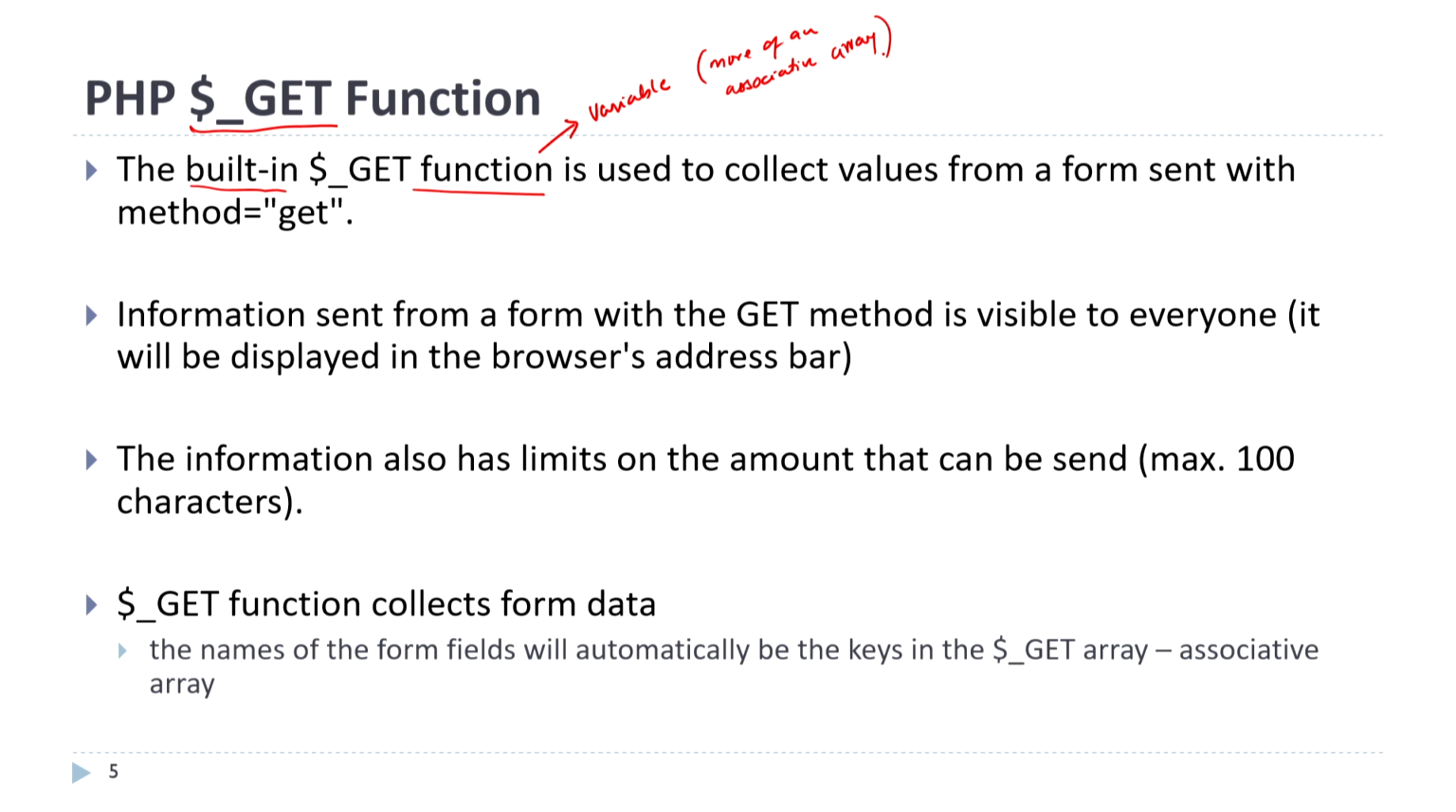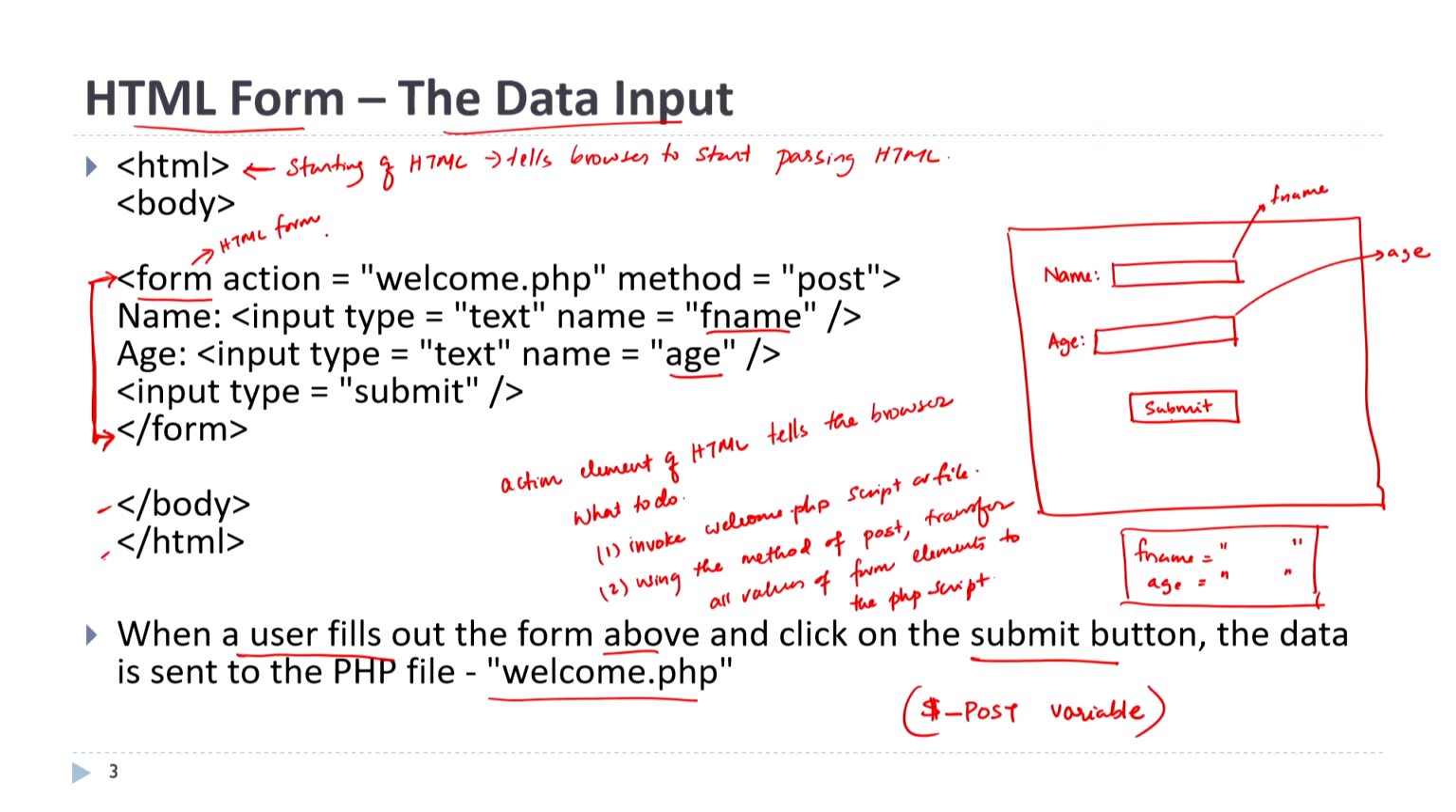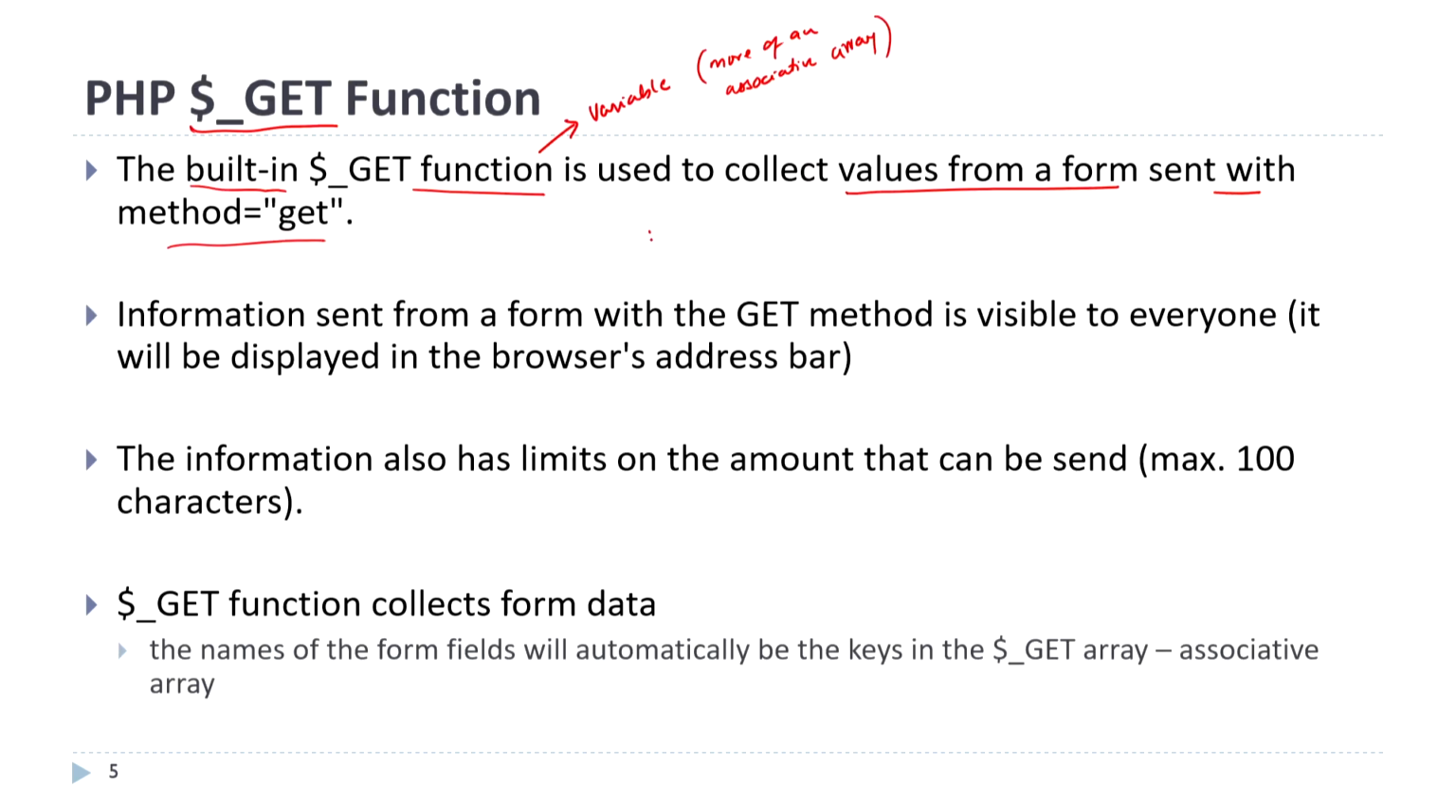and it is used to collect values from a form sent with the method get. In the previous example we saw the method is post, so it will invoke $_POST. If you change this to method equals get, this will invoke the $_GET variable.